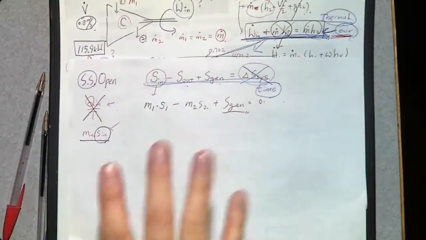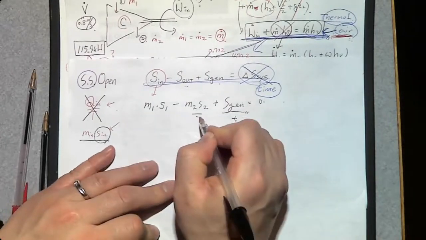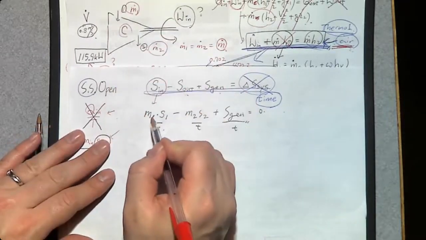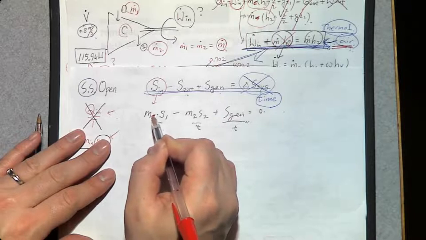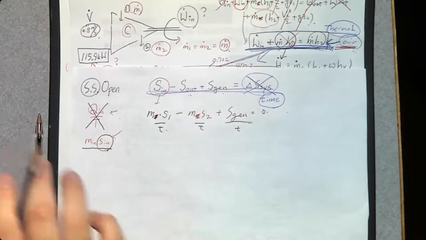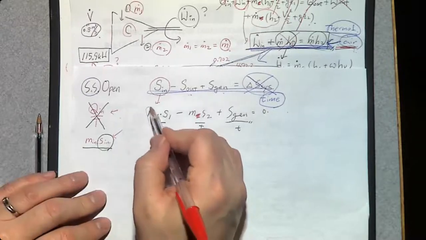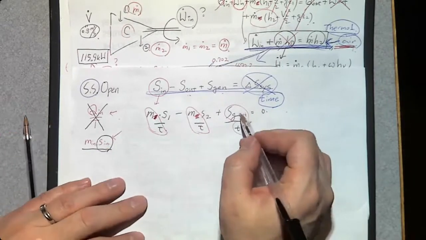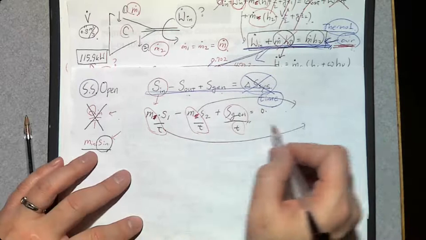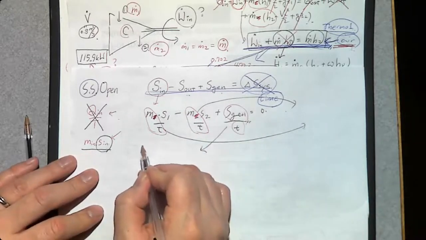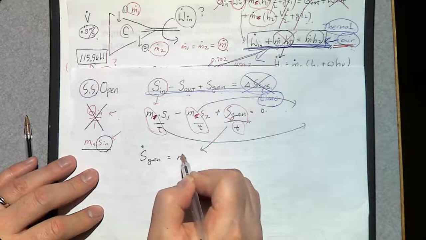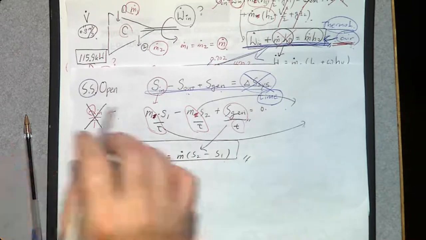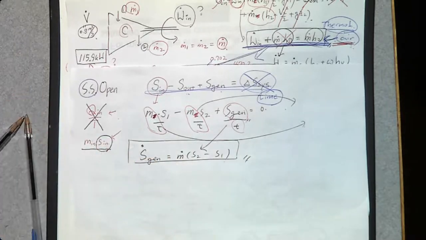How do you determine the rate? Divide each term by time. By the way, we only have one inlet, one exit. So mass at the inlet is the same as mass at the exit. The M over T is M dot. S over T is going to be S dot. If you move this one to the right-hand side, this equation becomes S dot gen is going to be M dot times S2 minus S1. So this is the equation we need to solve to determine the rate of entropy generation.